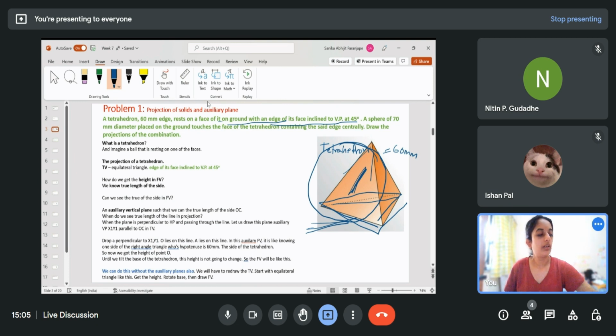So, what they have said is the sphere is placed on the ground and touches the face of the tetrahedron containing the said edge centrally. That means centrally means it is on this line, like it is at the center. It is symmetric to this triangle. So they have asked us to draw the projection of the tetrahedron and the sphere. So let us first start the projection of a tetrahedron.